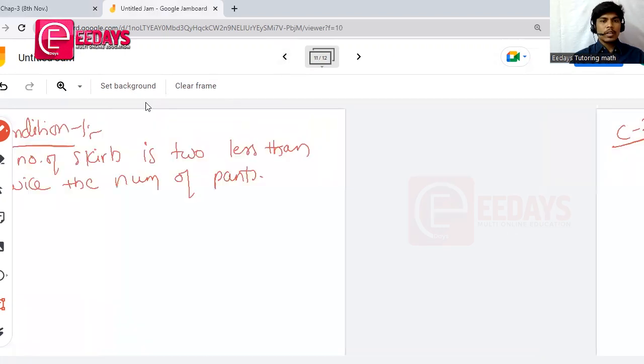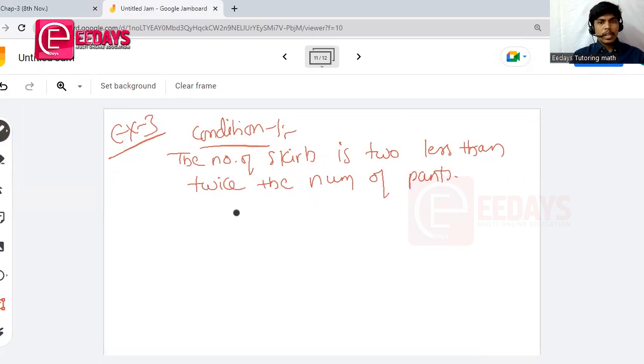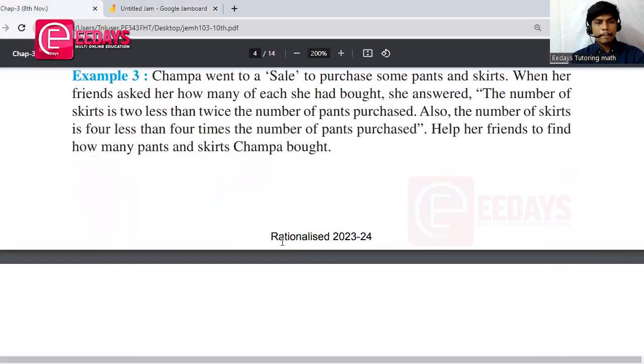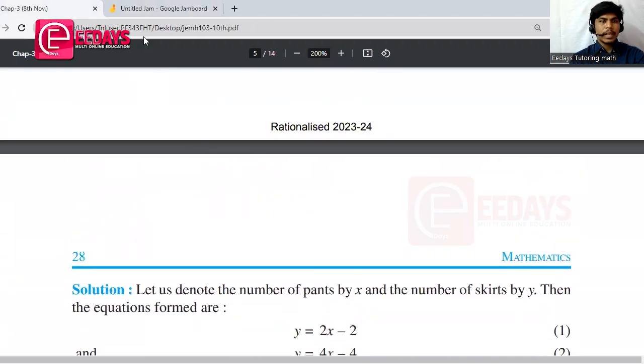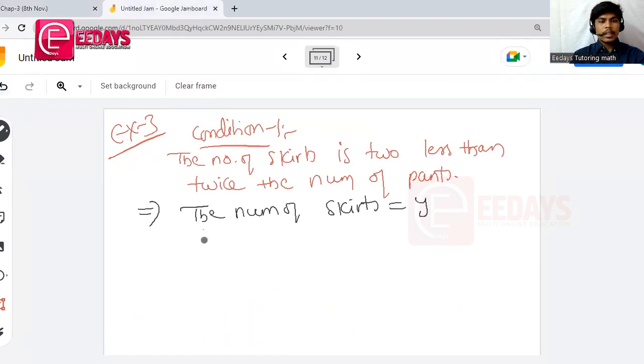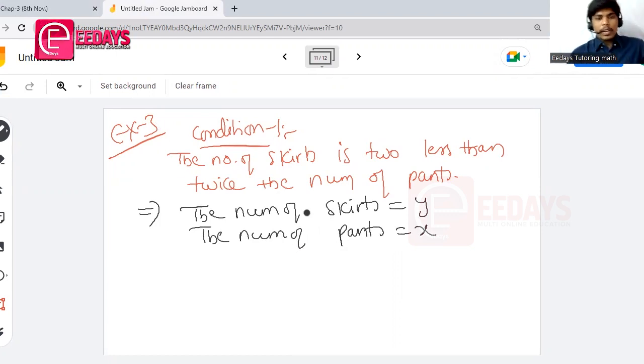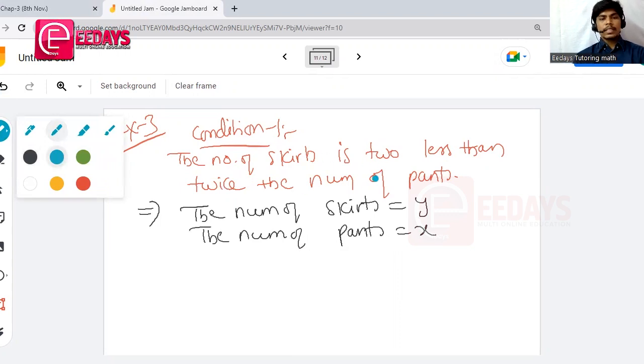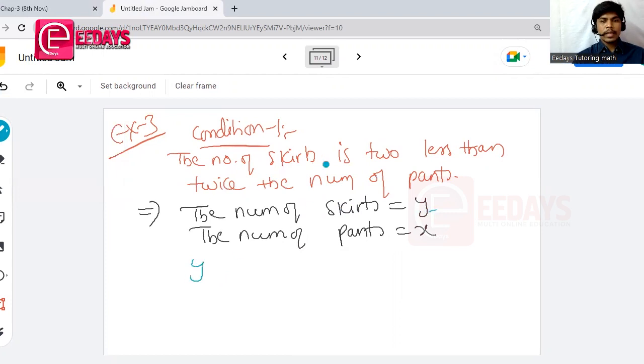Okay, let's see the first condition. I'll ask you one question. You know the number of skirts and the number of pants, how many she purchased? No, right? So let's assign the variables. The number of skirts we don't know, so let's take it as Y, as they've taken Y as the variable, and the number of pants you can take as X. Now understand the condition. The number of skirts is nothing but Y, which we assigned. So I'm writing Y is equal to 2 less than, which is nothing but we should write the minus symbol, twice the number of pants. I hope everyone understood.